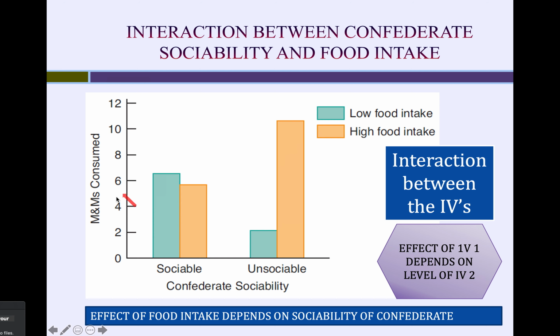Here we have the number of M&Ms consumed, and here we have the sociability level of the Confederate, right? Confederate sociability level, whether they're sociable or unsociable. Everything in green we have as when the Confederate has low food intake, doesn't eat a lot of M&Ms, and then orange is high food intake, whether or not they eat a lot of M&Ms. And we can see this interesting interaction take shape.